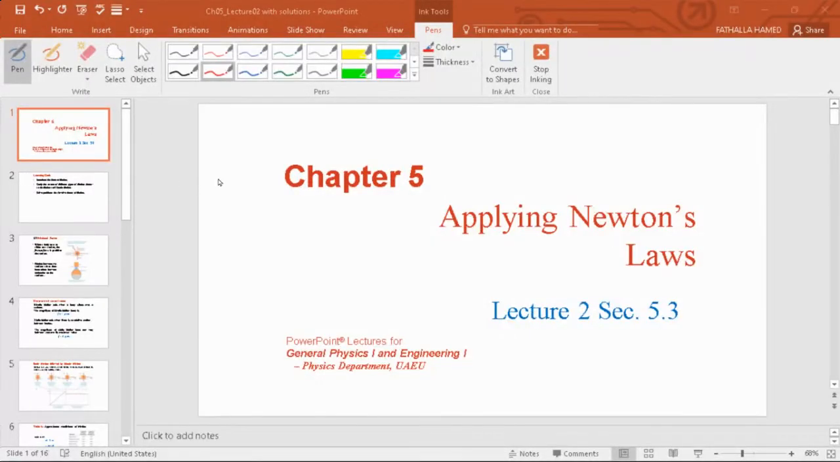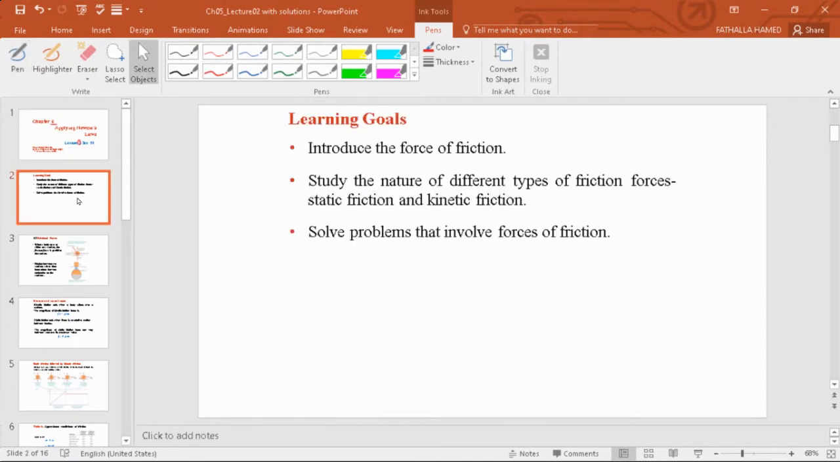All right, today we're going to start the second lecture of chapter number 5. And our learning goals for today: the first one, introduce the force of friction. Second, study the nature of different types of friction forces, namely static friction and kinetic friction, and then solve problems that involve forces of friction.